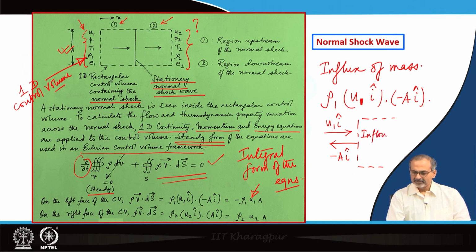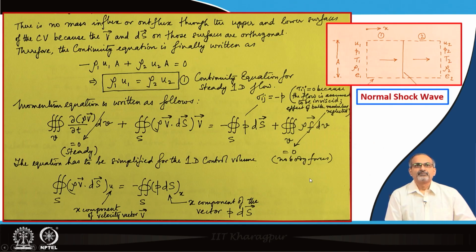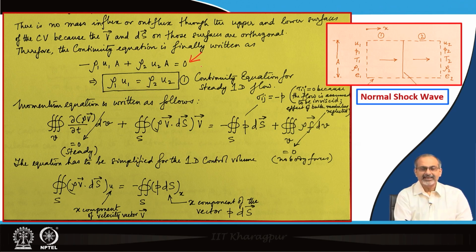While if you were to look at the outflow, then A i points in this direction and u 2 i points in the same direction. When you dot it, it will give you rho 2 u 2 A. Thereby, there is a difference in sign. When it goes to equating them to 0, we find that this is how it works, and then since A is constant, it boils down to rho 1 u 1 equal to rho 2 u 2. So, this is the continuity equation for steady one-dimensional flow. So, we have got the mass conservation equation.